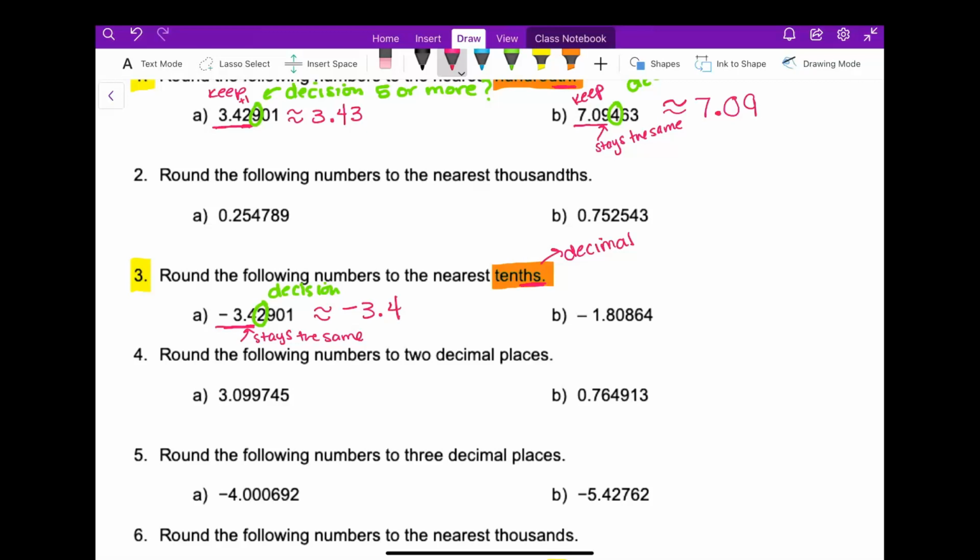We have negative 1.8. We're going to underline up to that 8 because that's our given place value. This one right here is what I need. And these over here just happen to stay. We circle the number right after. What does this tell us to do? This asks us to make a decision. And what is our decision? Is 0 5 or more? It is not. Therefore, this stays the same. And we have our rounded number, negative 1.8.